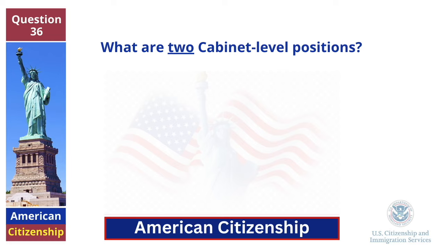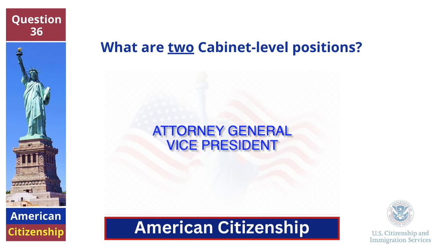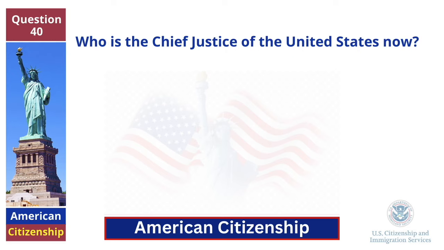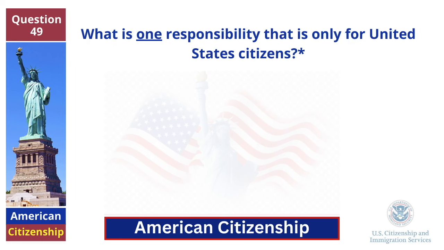What are two cabinet-level positions? Attorney General, Vice President. Who is the Chief Justice of the United States now? John Roberts. What is one responsibility that is only for United States citizens? Serve on a jury.